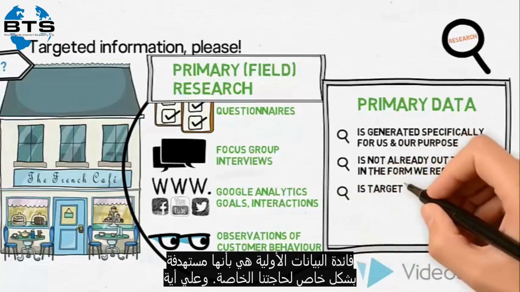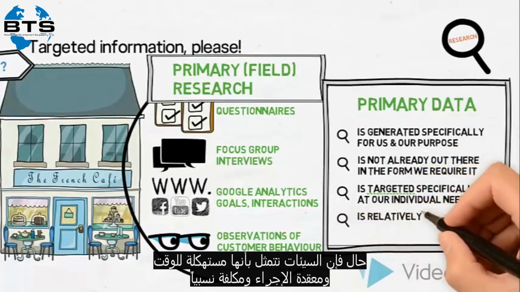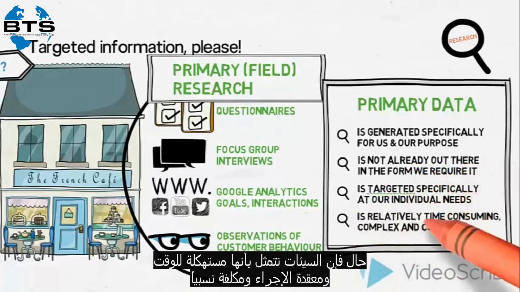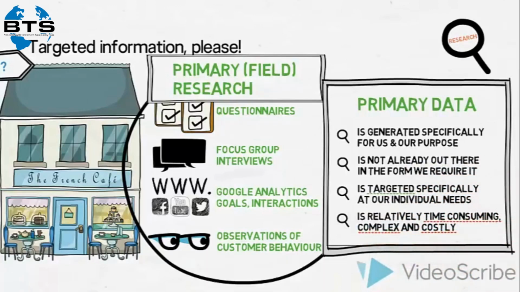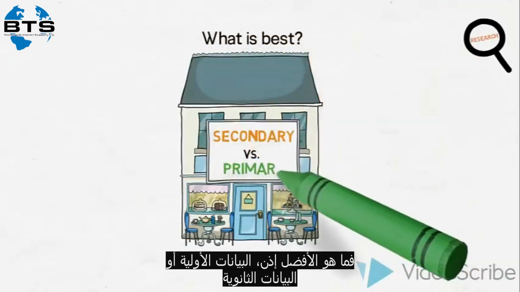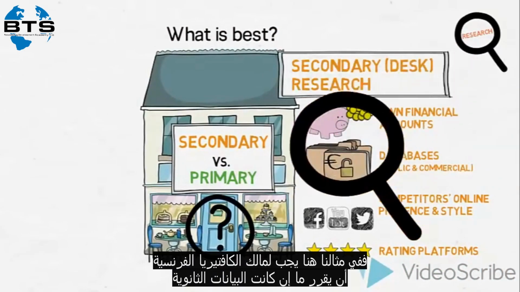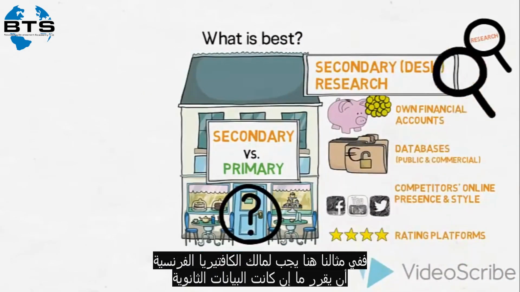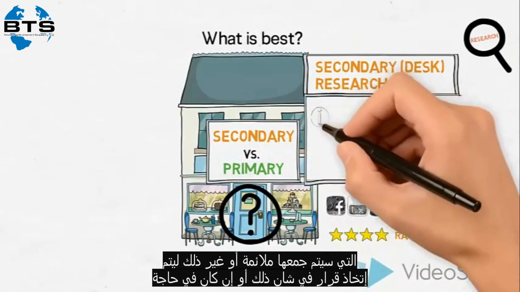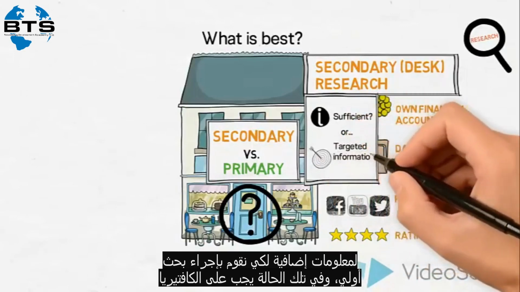The benefit of primary data is clearly that it is targeted specifically to our individual needs. However, the disadvantage is that it is relatively time-consuming, complex to carry out, and therefore also relatively costly. So what is best? Secondary or primary research? In our example, the French Cafe would have to decide whether or not the secondary information they could gather would be sufficient to make decisions upon, or whether they are in need of more targeted information.